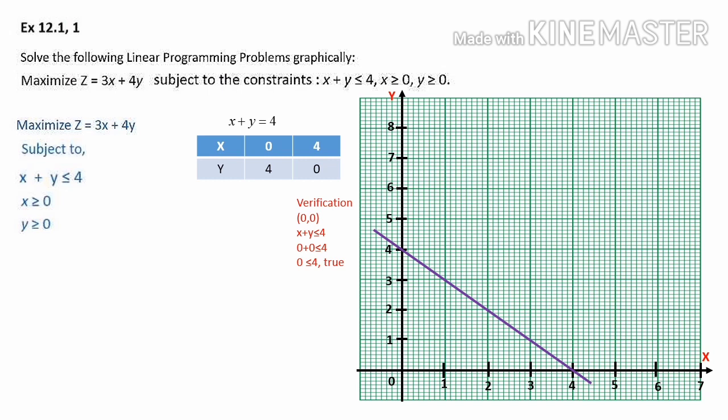So when you put (0, 0) in the given inequality, x plus y less than or equal to 4, x is 0, y is 0. So 0 plus 0 less than or equal to 4, 0 is less than 4. So the statement is true here. So 0 less than 4, the statement we have got is true. Means this (0, 0) is lying in the wanted region.